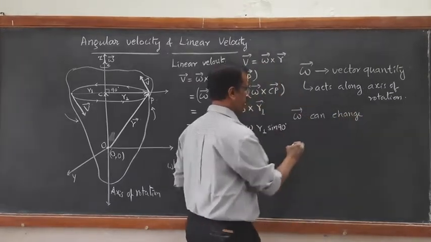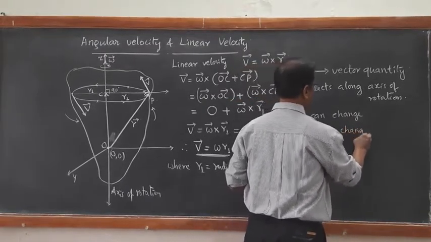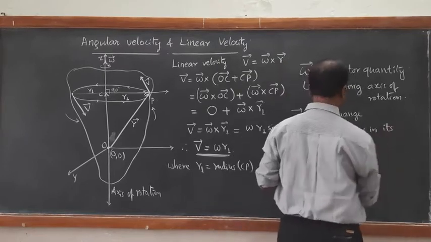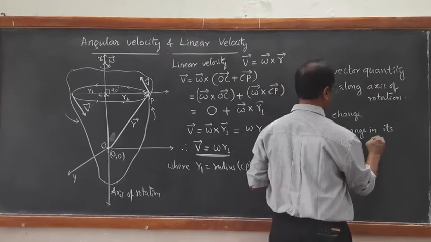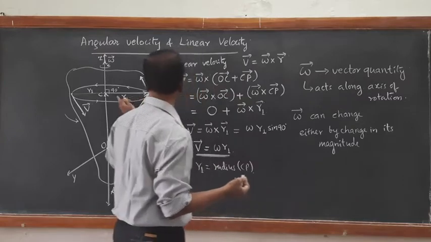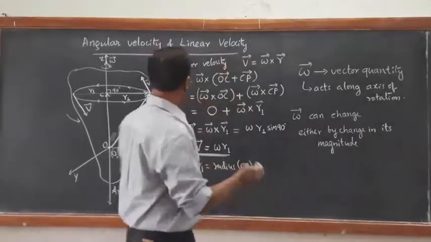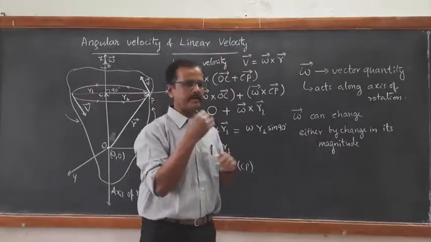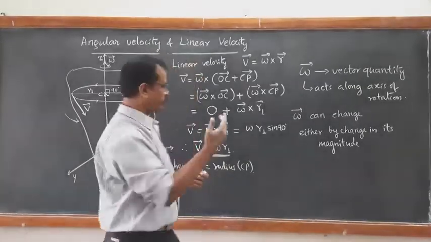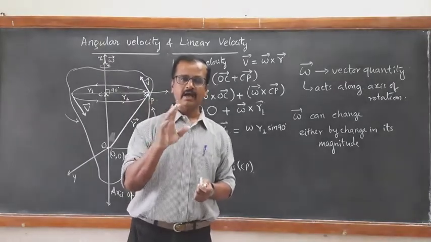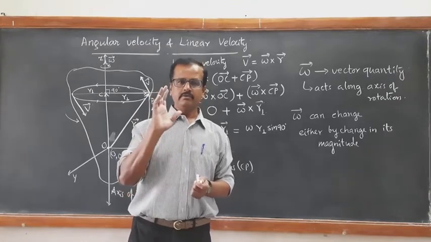Since it is a vector quantity, vector omega can change either by changing its magnitude. Magnitude is given by V by R. By changing the velocity or the distance, we can change the omega. We are not considering this example now. The body, when it is undergoing rotational motion, need not have omega always constant. I have taken an example of a rigid body having a constant, uniform omega value.